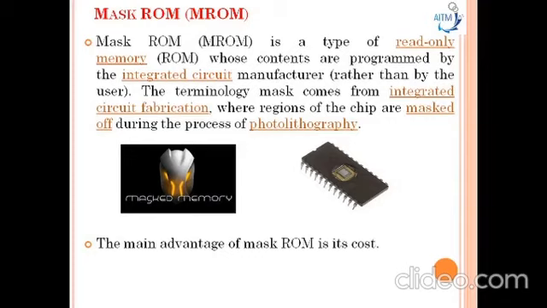And the main advantage of masked ROM is its cost here. It is cost effective, and the masked ROM is more compact than any other kind of semiconductor memory, since the cost of an IC strongly depends on its size. The masked ROM is cheaper than any other kind of semiconductor memory, and its contents are programmed by the IC manufacturers here.